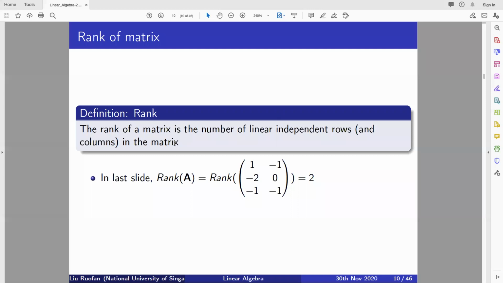And the rank of a matrix is defined as the number of linearly independent rows or the number of linearly independent columns. The number of independent rows and the number of independent columns are the same. So we can compute the rank either from its rows or from its columns. So in the last slide, the rank of A is 2 because we can only find 2 independent rows.